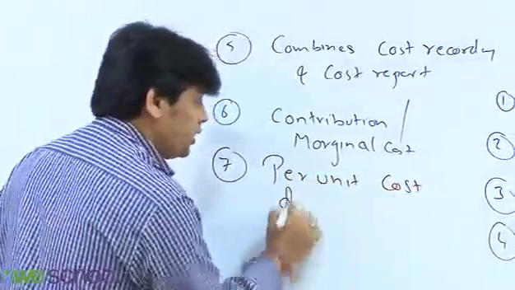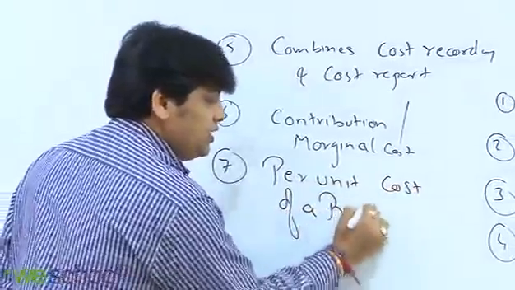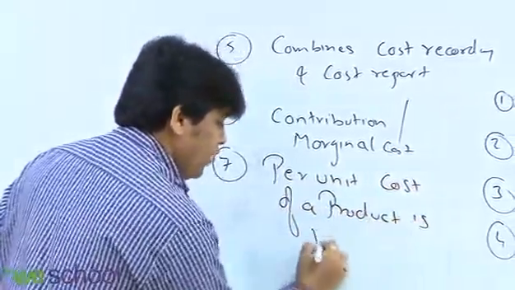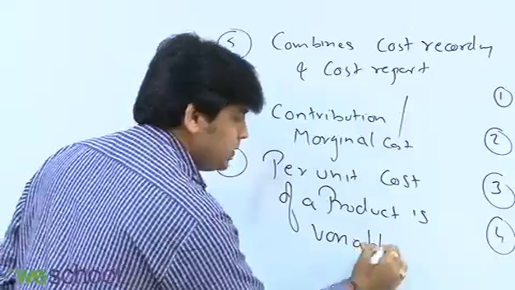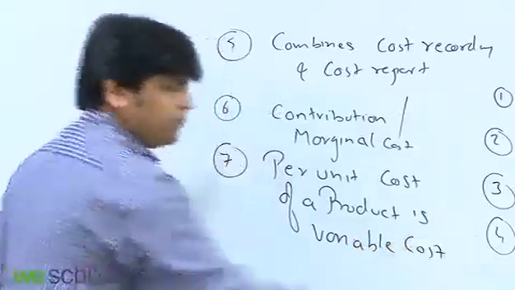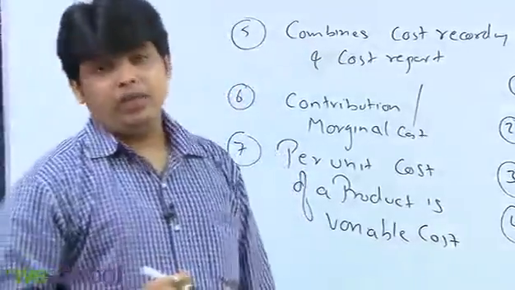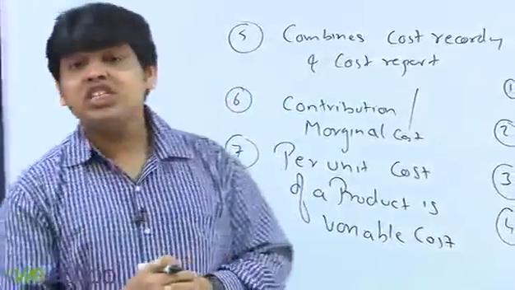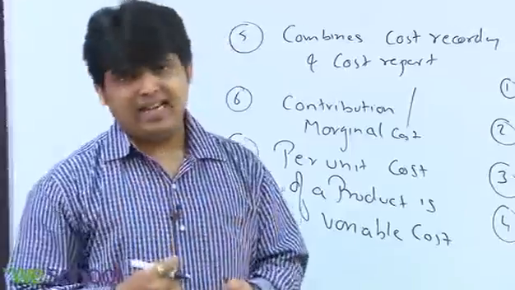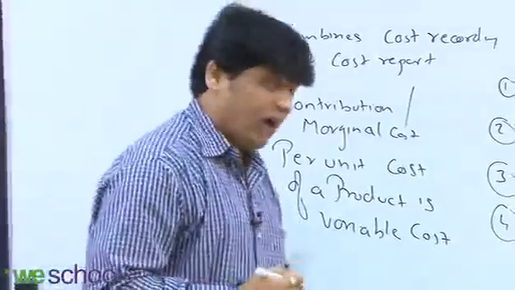And last point, the per unit cost of a product is the variable cost. The per unit cost of the product is the variable cost. So these are the features of marginal costing techniques. I will repeat the points once again.